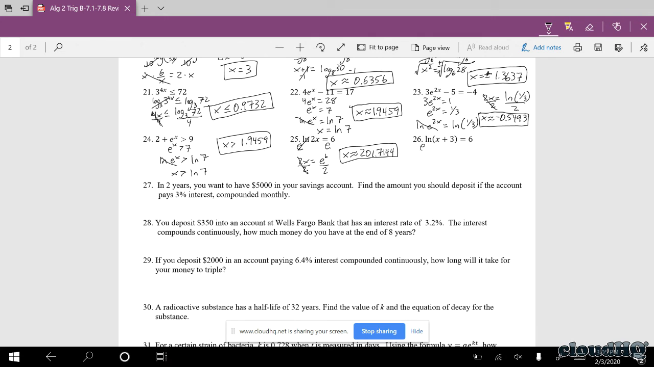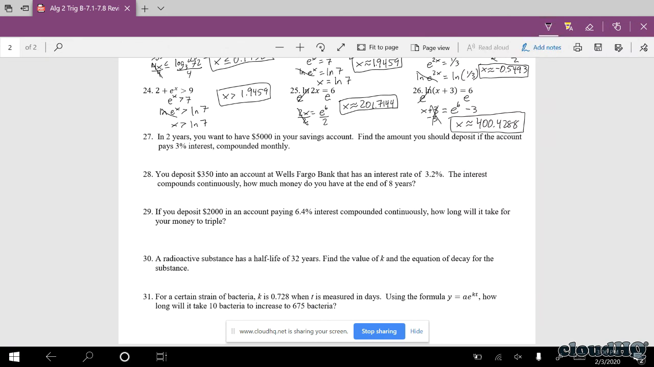26, exponentiate again with an e again. So x plus 3 is equal to e to the 6th. I have to subtract 3. So x is equal to e to the 6th minus 3. Plug that in the calculator. We get about 400.4288. Once again, no problems when you plug that in. Then we get into the word problems.